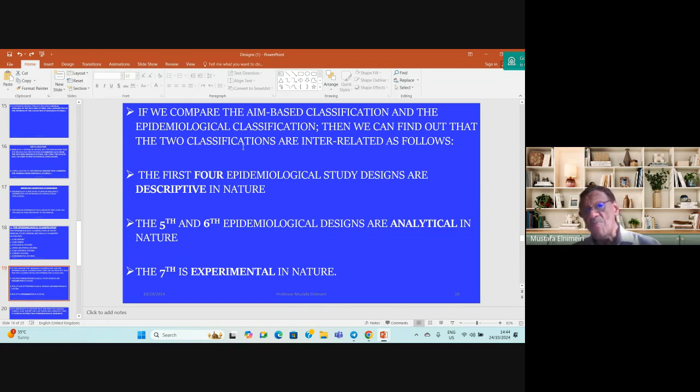If we compare the aim-based classification and the epidemiological classification, then we can find out that the two classifications are interrelated as follows: the first four epidemiological study designs are descriptive in nature. If we talk about the case report, the case series, the ecological or correlation study, or the cross-sectional study, the descriptive cross-sectional study. And then the fifth and sixth epidemiological studies are analytical in nature, namely cohort study designs and case control study design. The seventh is experimental in nature, such as randomized clinical control trials and preventive trials.